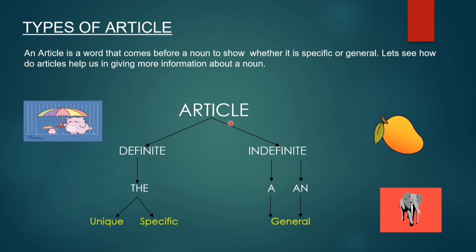Now, an article can be either a definite or an indefinite article. A and an are indefinite articles and are used for non-specific nouns and also refer to one item. The is the definite article. We use the before singular and plural, countable and uncountable nouns when the nouns are particular or specific.